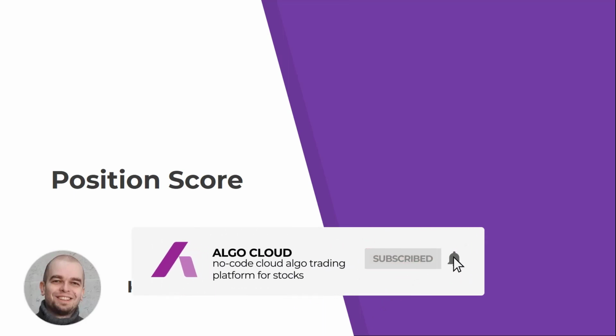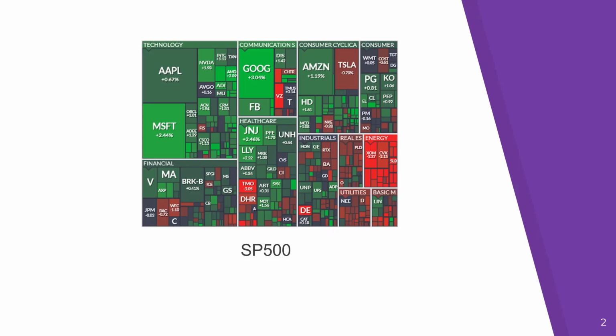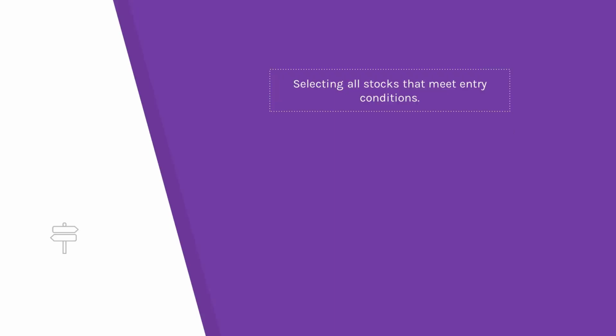This lesson is dedicated to position score. Let's look at our slideshow for a moment to be sure we are all on the same page. In stock picking trading, we select the stocks we want to open a trade for based first on the entry conditions we define. However, there may be as many as 50, 70, or even 100 such stocks.